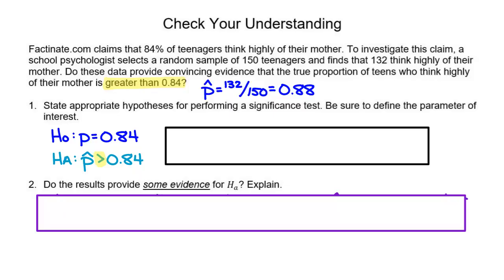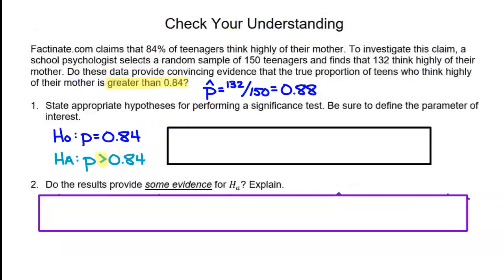All right, then it says we also need to define the parameter of interest, which is P. Oh, sorry, I wrote P hat there, and I should not have written P hat for the HA. That should just be P. My apologies, guys. I am so sorry. I got excited with the hats, apparently.